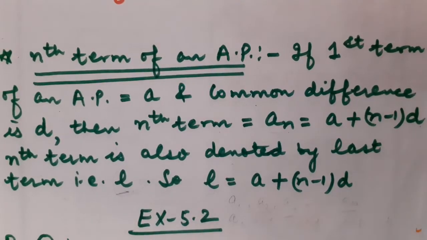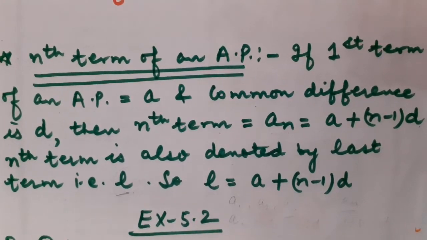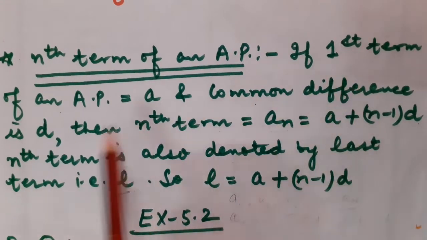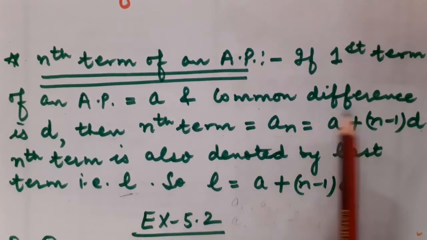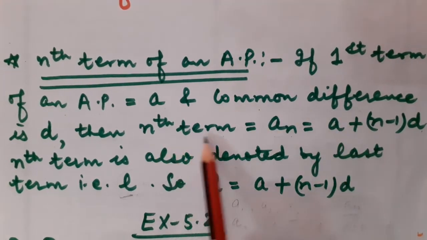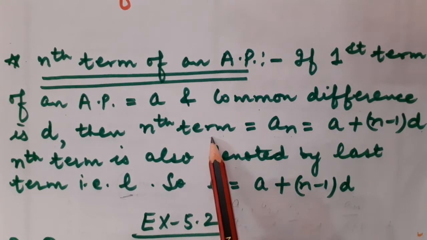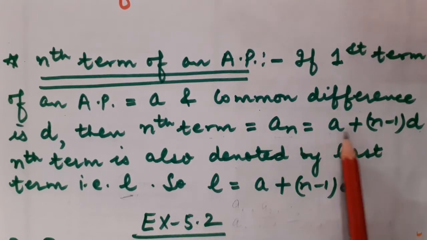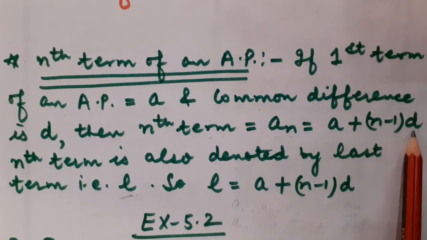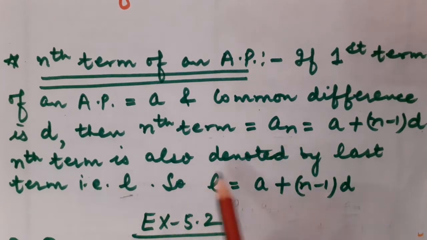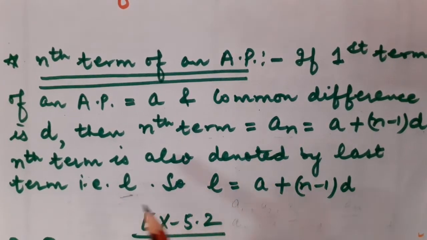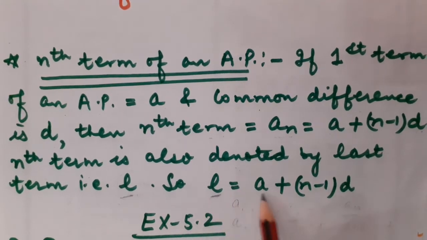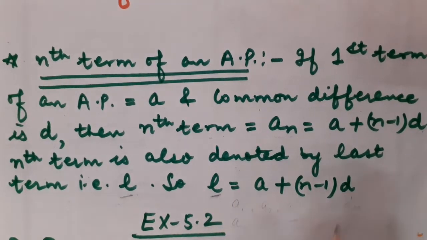Now children, our next topic is related to the nth term of an AP. If the first term of an AP is A and the common difference is D, then do you know how to calculate the nth term? I have just explained it right now. So the nth term is equal to A plus (n minus 1) into D. Correct? And the nth term is also denoted by the last term. So what can we say? That L is equal to An is equal to A plus (n minus 1) into D.